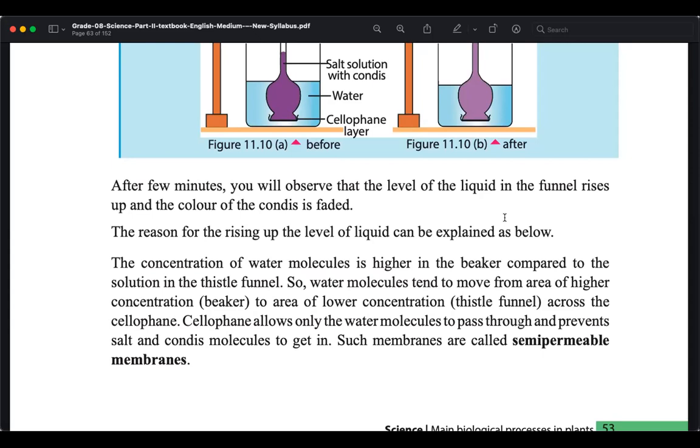Cellophane will not allow salt particles to move, but it will allow water to move through its membrane. That is why we are using the cellophane layer. Cellophane is a special membrane. It will allow water to move through, but salt will not move through that. Then you can think of doing something with the cellophane, right? If you have a salt solution, in order to separate water from the salt, it should also help, right?